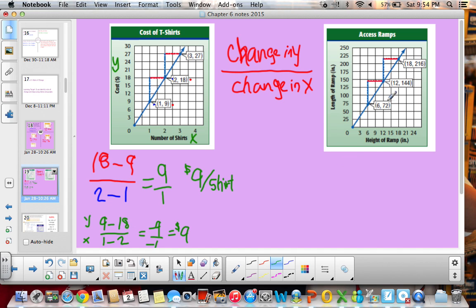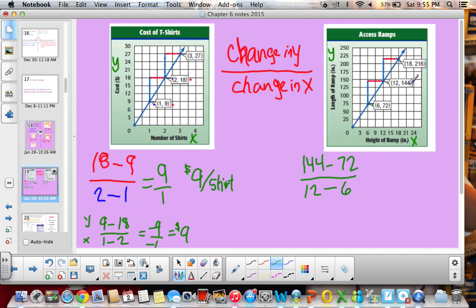So for this graph, we have the height of the ramp. So for access ramps, the height of the ramp is x, and the length of the ramp is y. So we're going to pick 2 points. So we can pick this point and this point. So what we do is we take our y values, which is 144 minus 72, and then we have 12 minus 6.